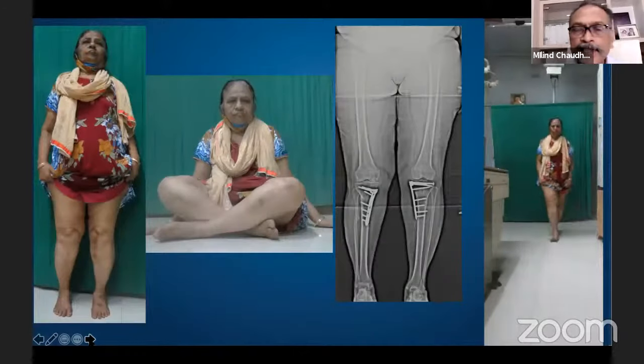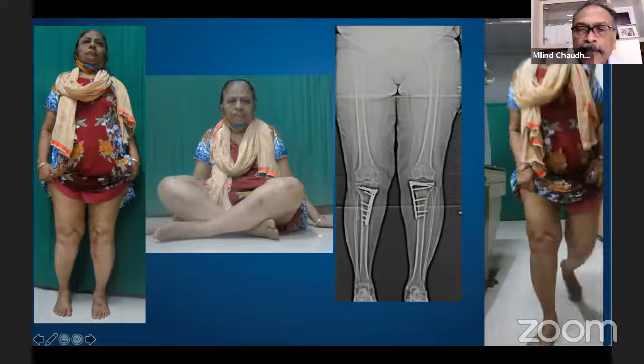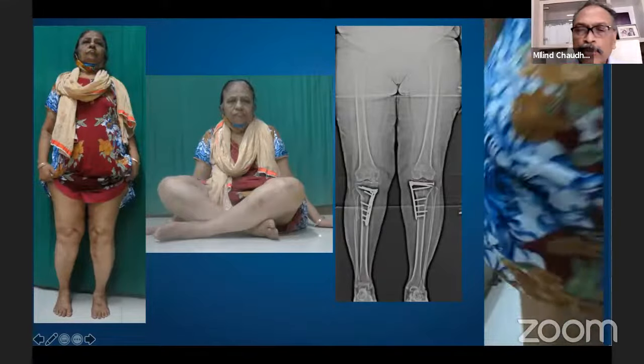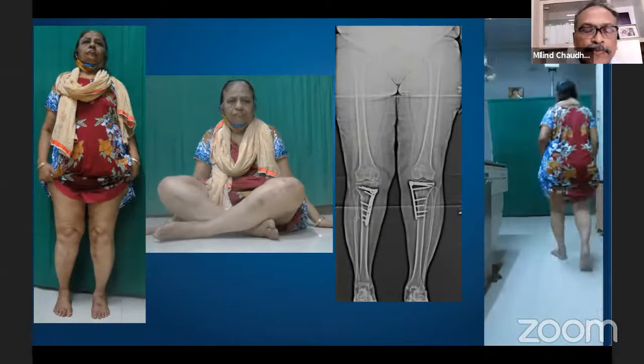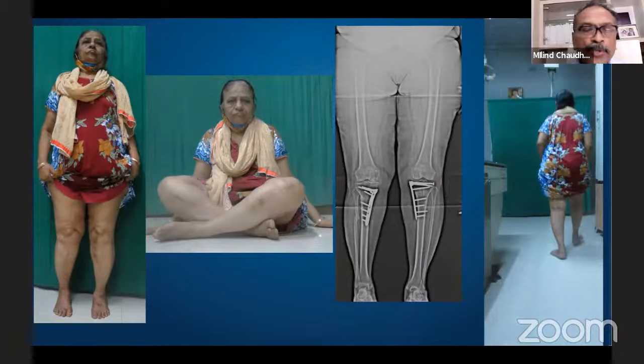So here she is. Both her knees are corrected, and this is her video walking. And she can sit on the floor and has absolutely no pain whatsoever.